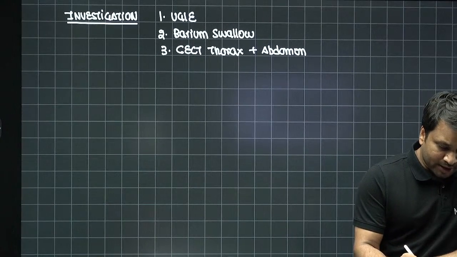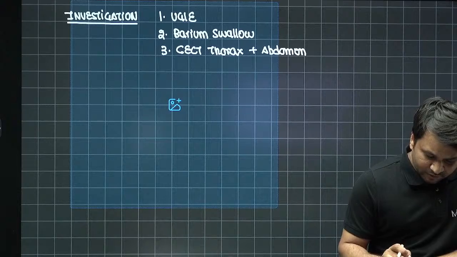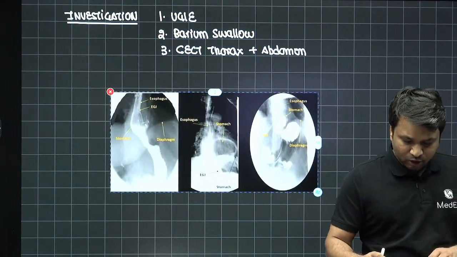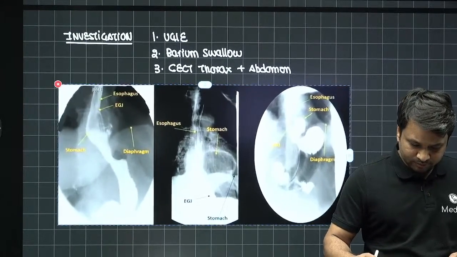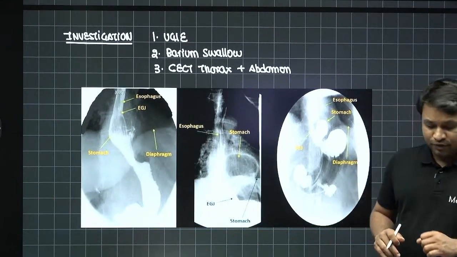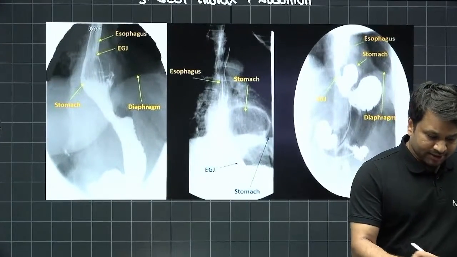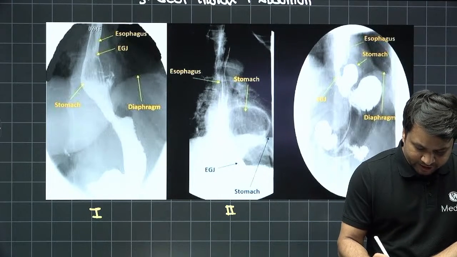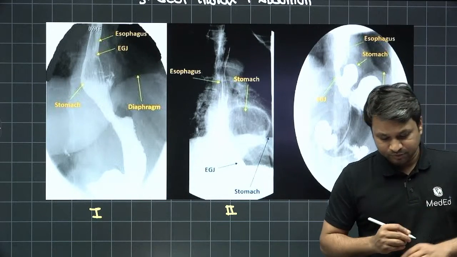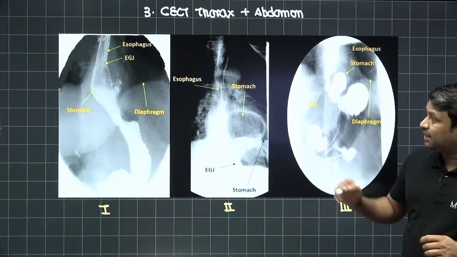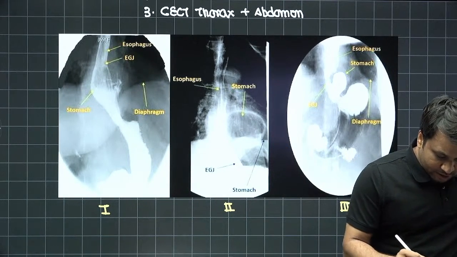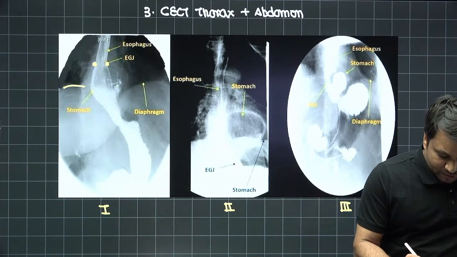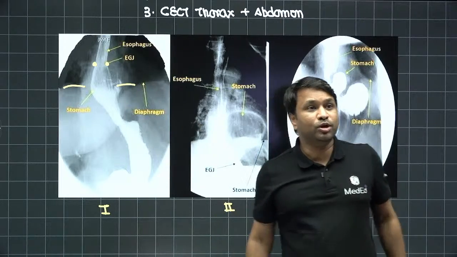If I give you a contrast image, this is how it would actually look. If you observe carefully in this contrast image, this is the type 1 variety, this is your type 2 variety, and this is your type 3 variety, right? What can you see in the type 1 variety? The gastroesophageal junction, which should have been below the level of the diaphragm, along with part of the cardia, is now pulled into the thoracic cavity.